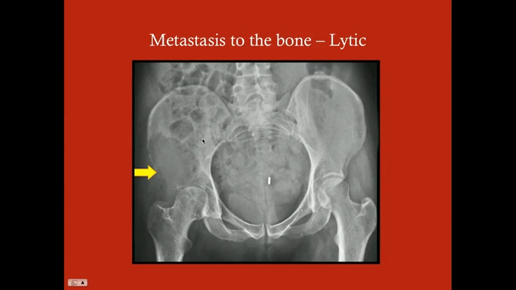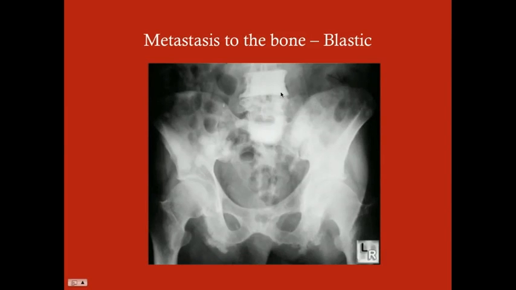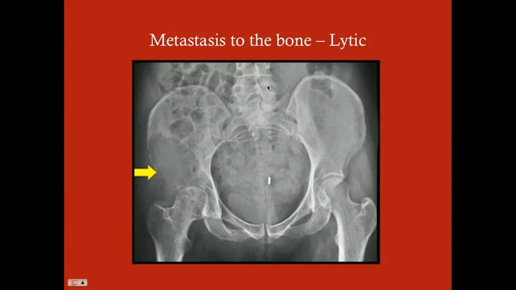Okay, and then here's a lytic lesion. So this we would more commonly see with breast cancer, which is the #1 most common metastasis to the bone in women. And this is a lytic lesion, and that's what we would expect with a lytic lesion. It just looks less like bone. It's eaten out. The bone is just demineralized. So, blastic lesion, which looks like a denser bone, lytic lesion, which is less dense bone.